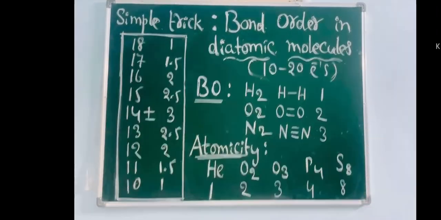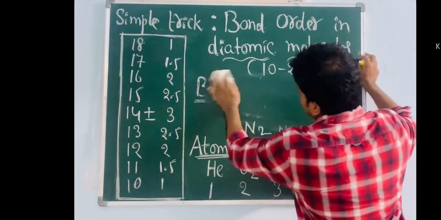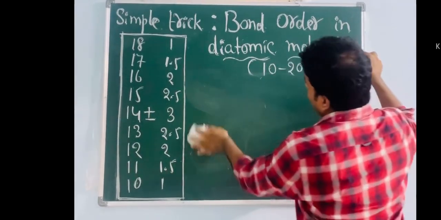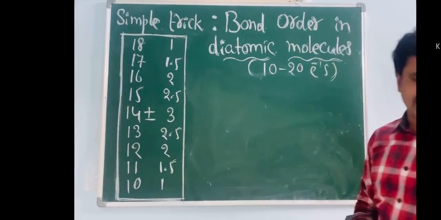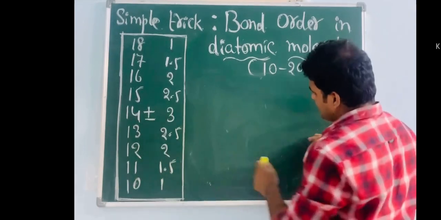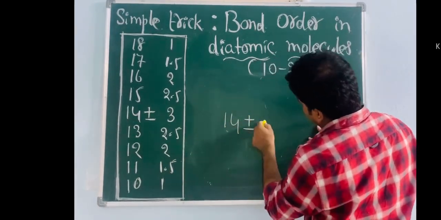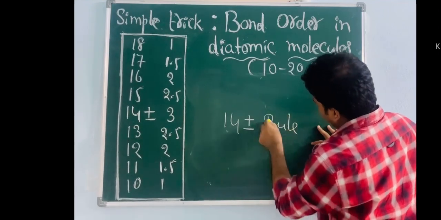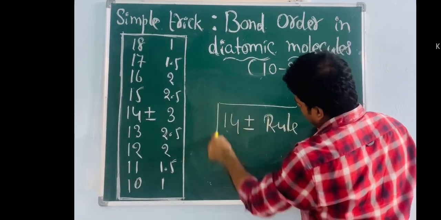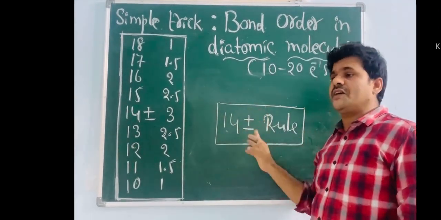Now students, the simple trick to find out the bond order calculation in diatomic molecules. What is our simple trick? Students, the simple trick is the 14 electron plus or minus rule. 14 plus or minus, the 14 electron plus or minus rule. So what is the meaning of the 14 plus or minus rule?